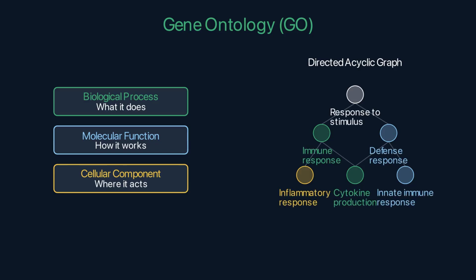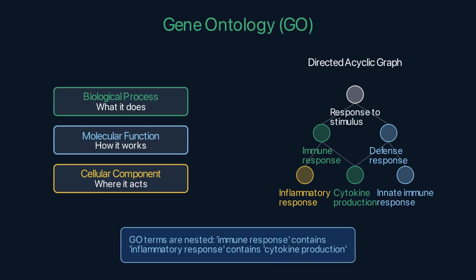GO terms are nested in a directed acyclic graph. Inflammatory response is a child of immune response, which is a child of response to stimulus. Enrichment at a specific term is more informative than at a broad parent term.